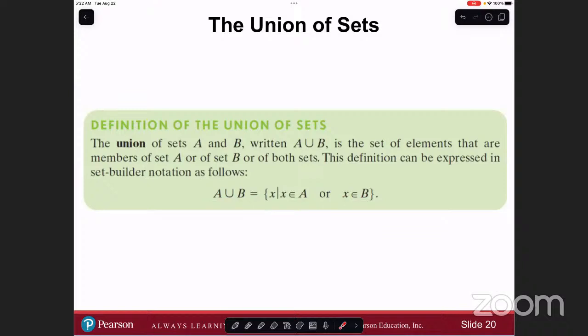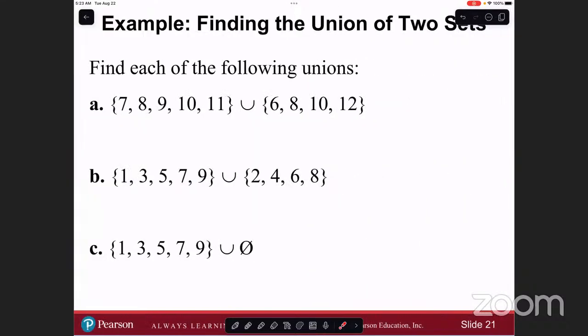I think with intersection, instead of that being an or, it was and, right? And we were limited to only those elements that were common to both. With union, we're basically saying take all the elements of A and combine them with all the elements of B with no repeats. Okay. So find each of the following unions. Basically just put the two sets together.